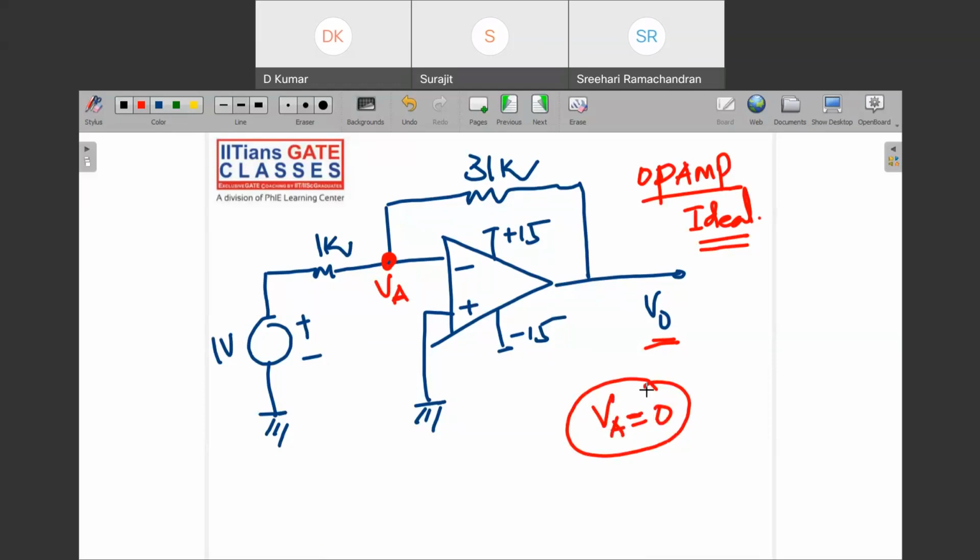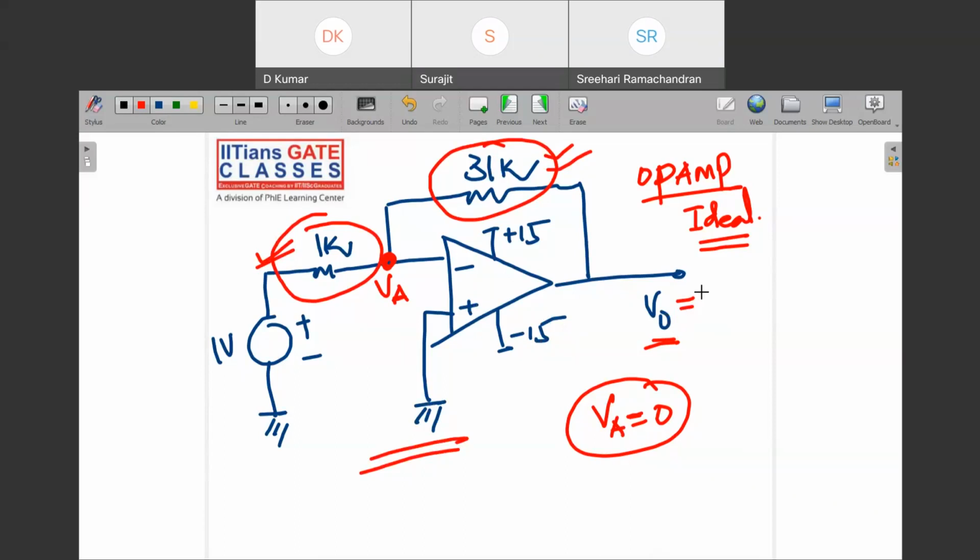Supply voltage is 15, but you have to see these resistances. This resistance is pretty high compared to this resistance, so definitely this op-amp will be in saturation. How? This is an inverting op-amp, so the gain is minus RF upon R1, times V in.